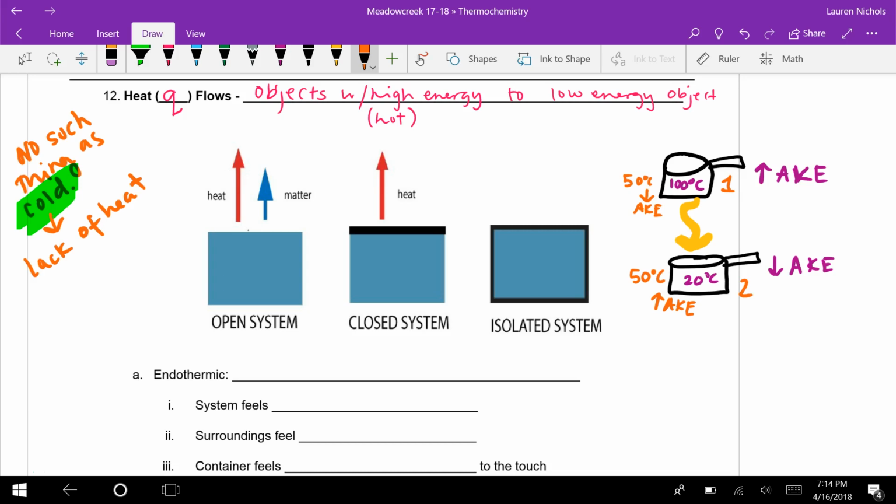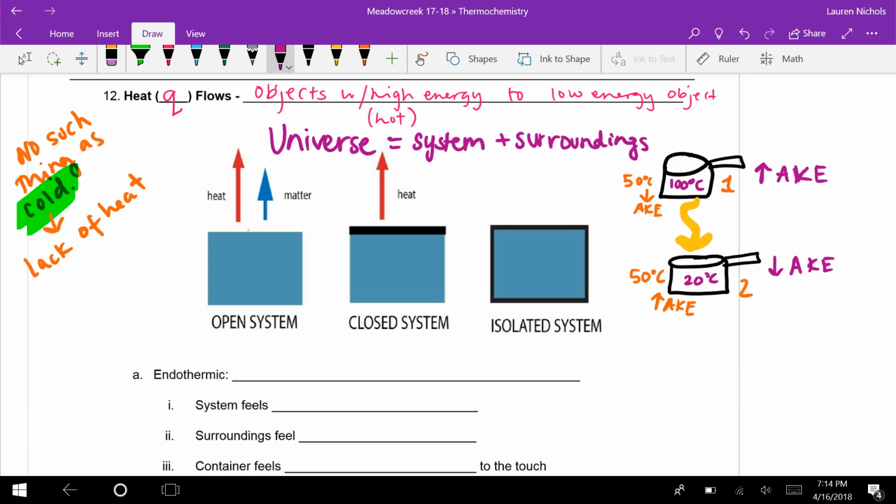And so we want to talk about how heat flows, and in order to do that, we need to talk about the universe. The universe is made up of two kind of big, broad categories. You can say the system, which is anything you're looking at, and everything else is your surroundings.